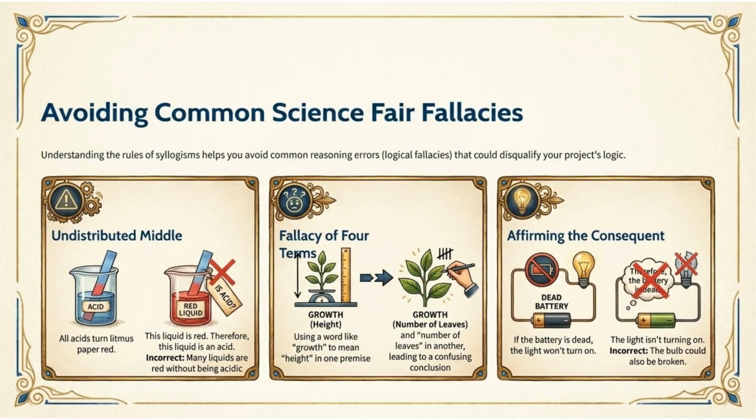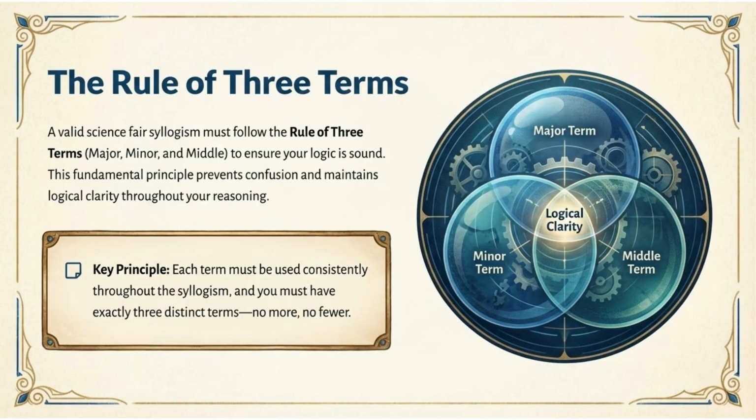Understanding syllogisms helps you avoid common logical fallacies. These include the undistributed middle, using 4 terms instead of 3, or affirming the consequent, which is confusing cause and effect. A valid syllogism must follow the rule of 3 terms: major, minor, and middle. This principle ensures that you use exactly 3 distinct terms consistently, maintaining logical clarity throughout your reasoning.